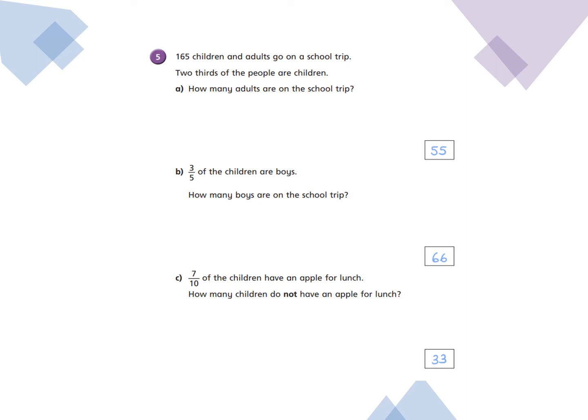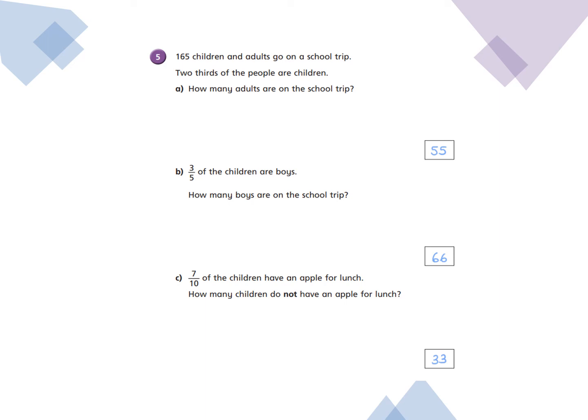Now that 110 children was key to the next question, because it says 3/5 of the children are boys. So we had to take 110 divided by 5, right? And 110 divided by 5 would equal 22. So 1/5 of 110 is 22. We needed 3 lots of that. So 3 lots of 22 is 66.